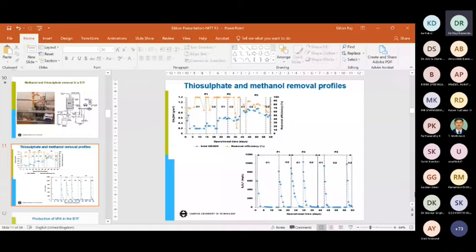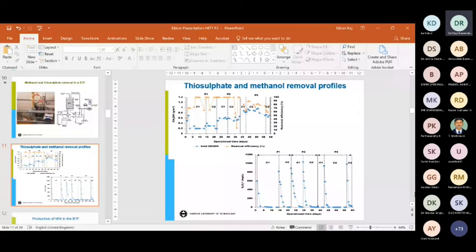A recirculation mode means we did not remove any of the thiosulfate. It was added in batches, and it went through the biotrickling filter, it came down, then it went up and it came down. So after 3 or 4 days, its concentration got to almost zero. That is what you find here, that after a few days of operation, the concentration of thiosulfate becomes zero, and then we add it again, then it becomes zero.